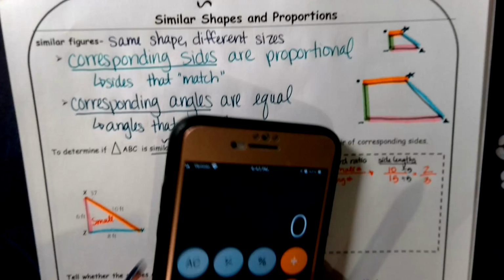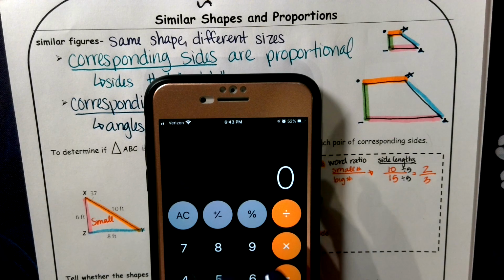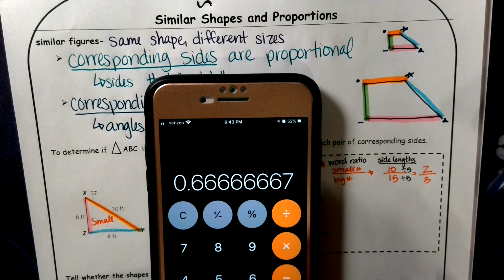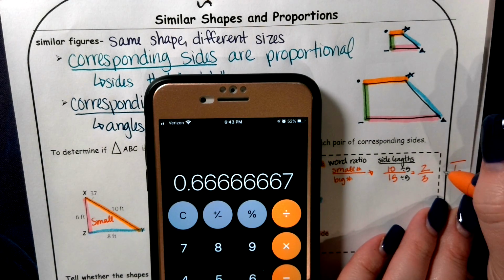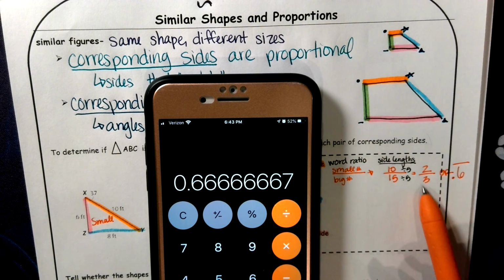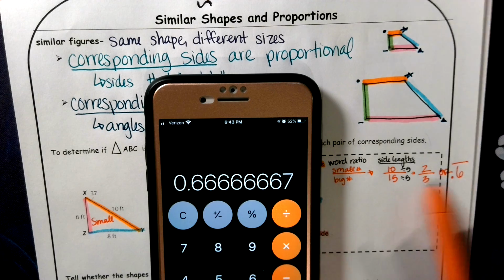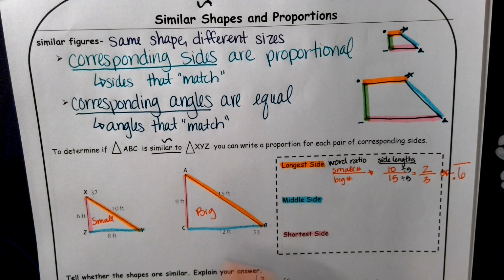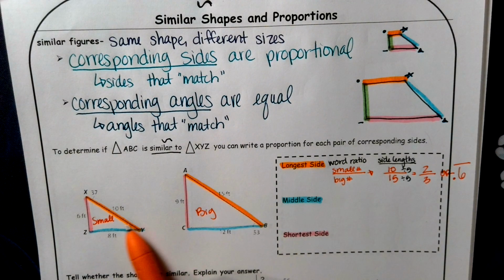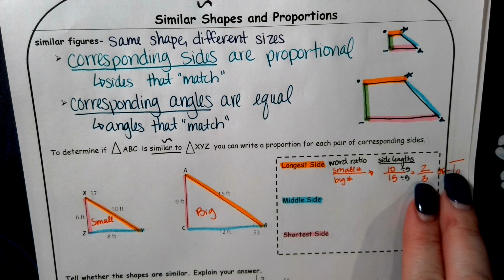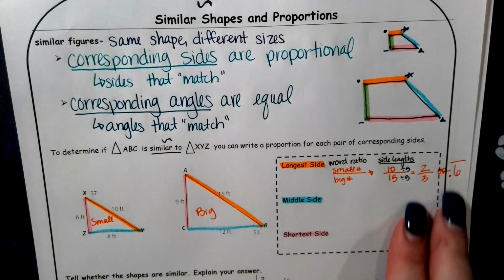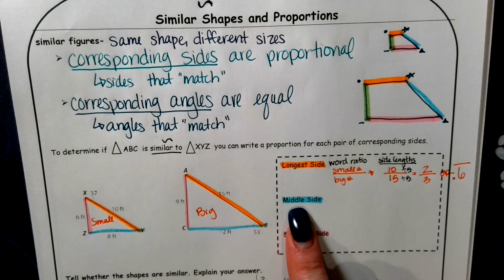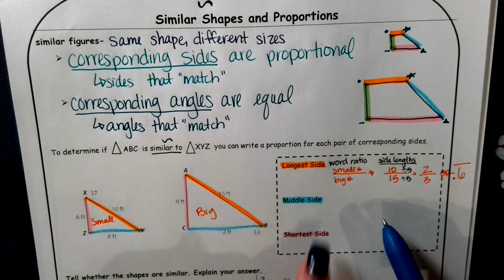We could also use our calculator and just do 10 divided by 15, and we see that we get 0.6 repeating. It does not matter if you do the fraction or the decimal form, but whichever way you decide to do it, you've got to be able to do it that way for all the side lengths. If these two triangles are proportional, these numbers will be the same for the long, middle, and short sides. It's going to have a constant number there. So let's go on to the middle side and see if it's still true.